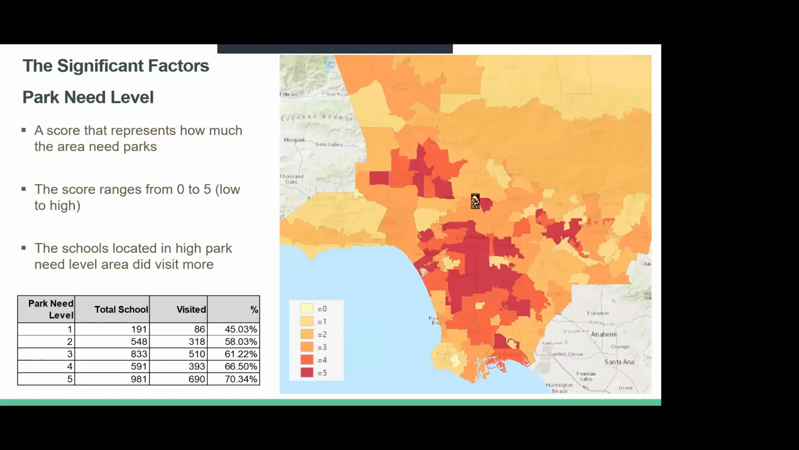And we also analyzed one of the other variables, park need level. It's basically a score that ranges from 0 to 5. On the map, the deeper red means the higher score, and a higher score means the area needs parks very much. In the summarized table, schools located in high park need level areas show a higher visited percentage, which makes sense.